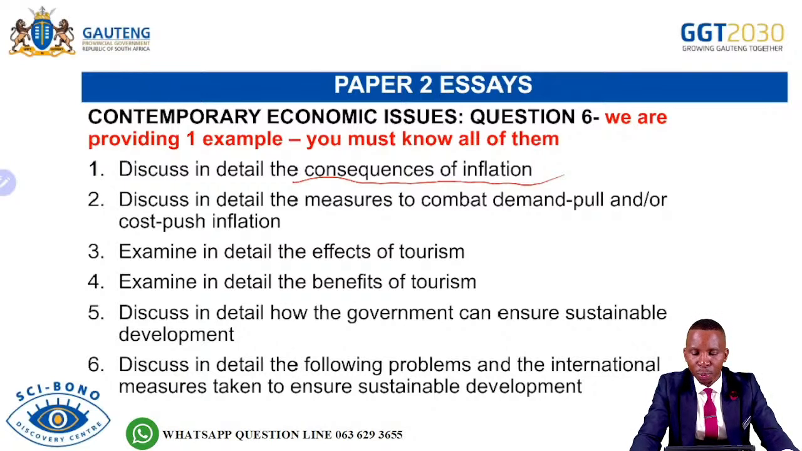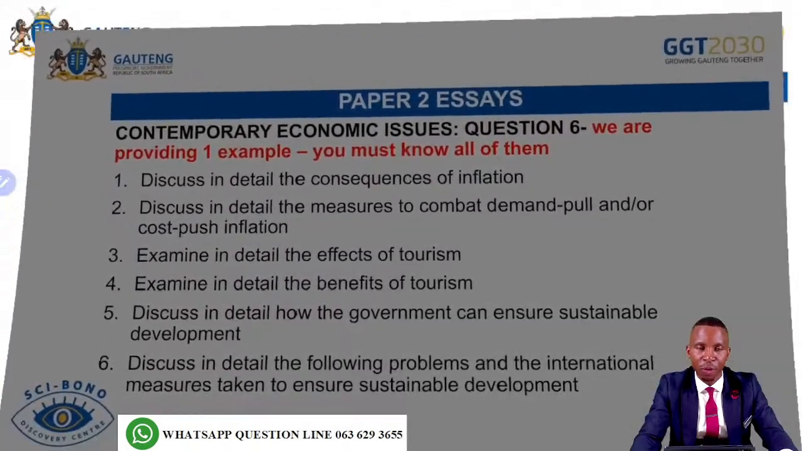Discuss in detail the following problems in the international measures taken to ensure sustainable development. That's why we talk about the likes of the loss of biodiversity, the chemical waste, hazardous waste, loss of indigenous knowledge, as well as the climate change. You must be able to discuss that in detail in case you come across that particular essay in the examination. So as we provide them all, we are not sure which essay will come here, but one thing for sure, there will be one essay from the list from economic issues and one essay from microeconomics. Question 5 and question 6 will be catered for.